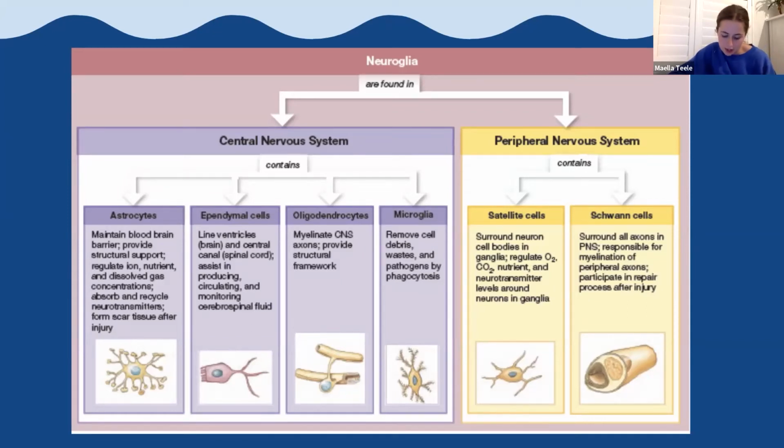Okay, so you've got astrocytes. They're responsible for maintaining the blood-brain barrier. They provide structural support. They regulate any concentrations necessary within the neurons, and they also form scar tissue after injury.